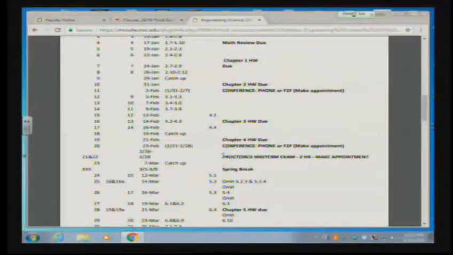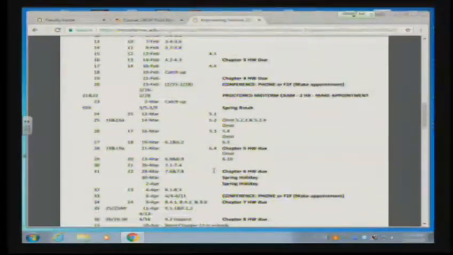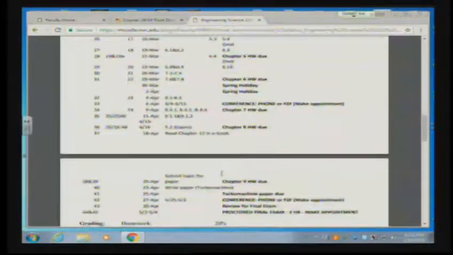So we're going to have that proctored midterm right before spring break, which is pretty early this year, the 5th of March. Then we'll do chapter 5, chapter 6. We have the spring holiday, or what I like to call the holiday formerly known as Easter. Yeah, I like Easter, but there you go. So we do chapter 6, then chapter 7, and chapter 8.